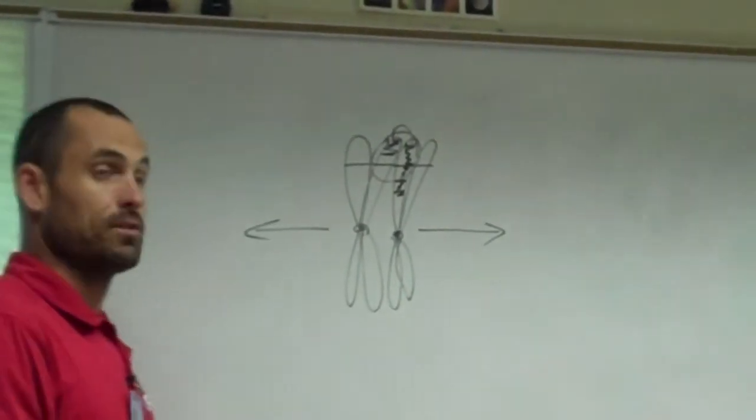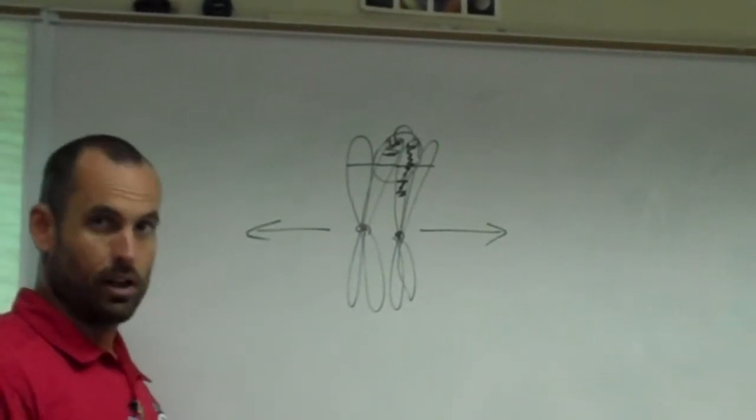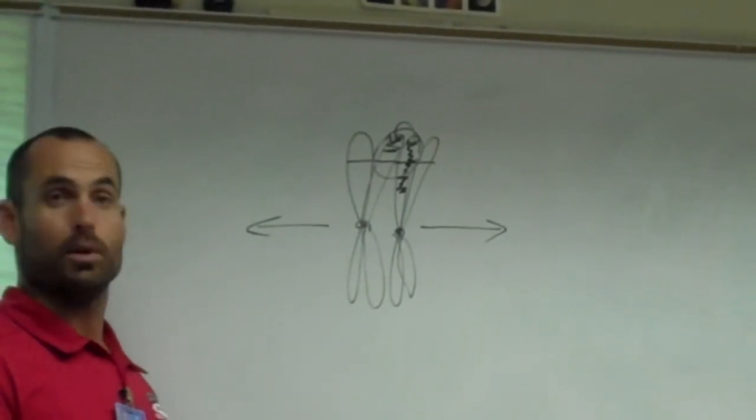Normal crossing over happens all the time. That's what adds an additional element of variation to the sexual reproduction thing.